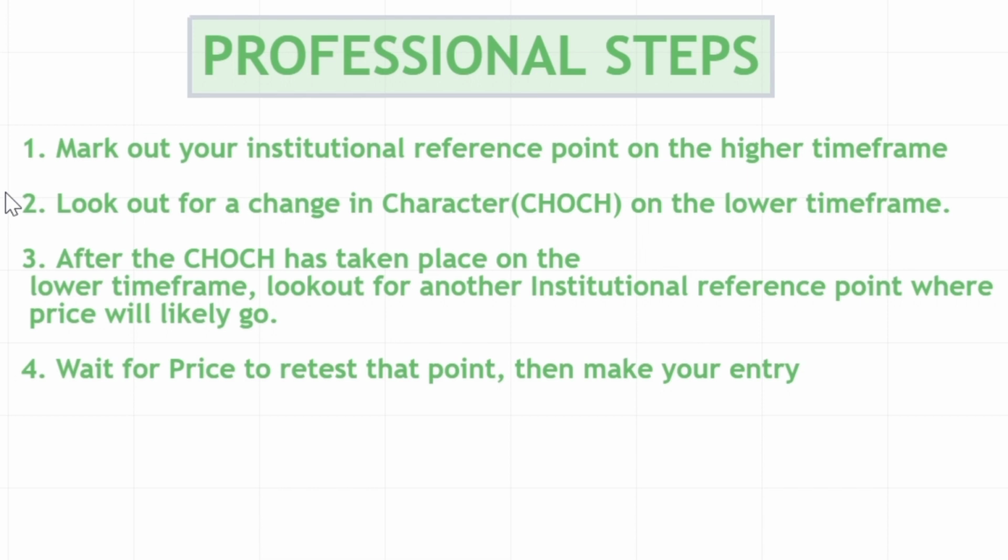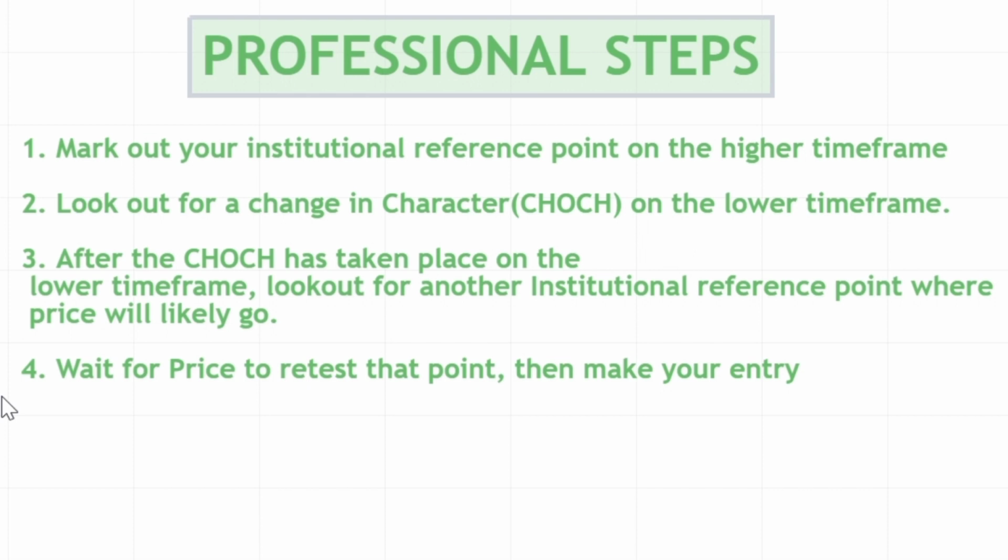Thirdly, after the change of character has taken place on the lower time frame, look out for another institutional reference point where price will likely go to. Now, this involves maybe if you are trading with an order block or a fair value gap or a breaker block or mitigation block, whatever it is on the lower time frame, look out for price approaching that institutional reference point if it is a breaker block or the fair value gap. Fourthly, the last tip, wait for price to retest that point, then make your entry.